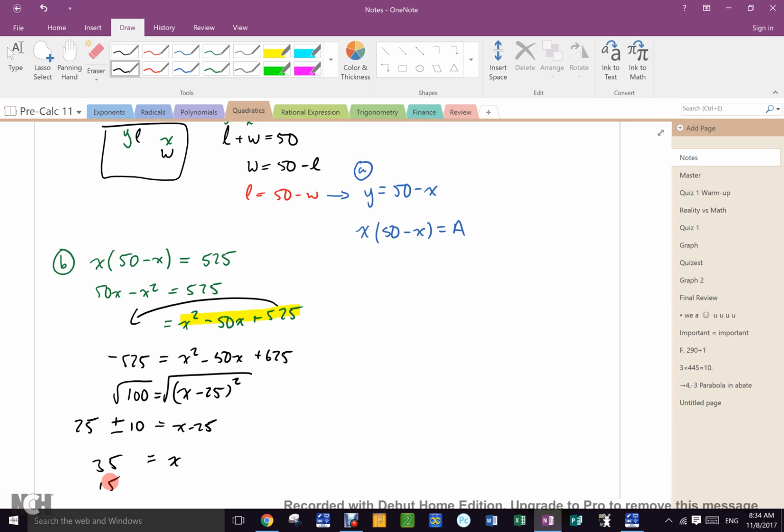So which one would we try? We're trying to maximize, yes? Can I use either one?